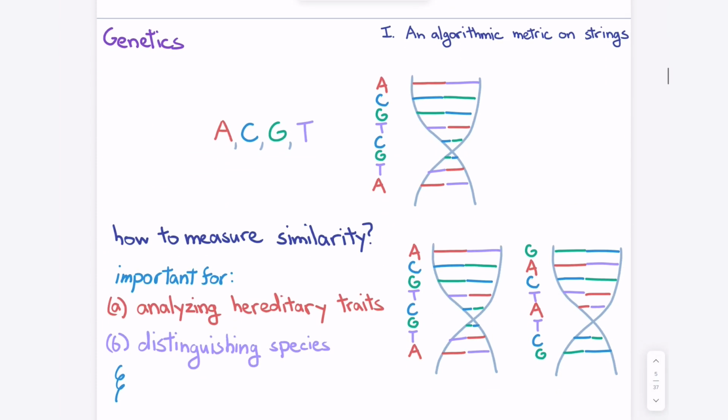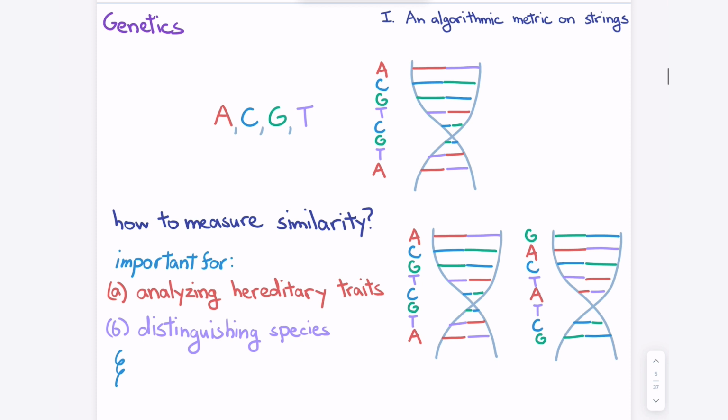A second comes from genetics. We're all made of DNA, which is some kind of computer code for us, based on sequences of four letters, A, C, G, and T. And I guess the idea is that this encodes all the information of how to make our proteins and how we get put together and so on and so forth.